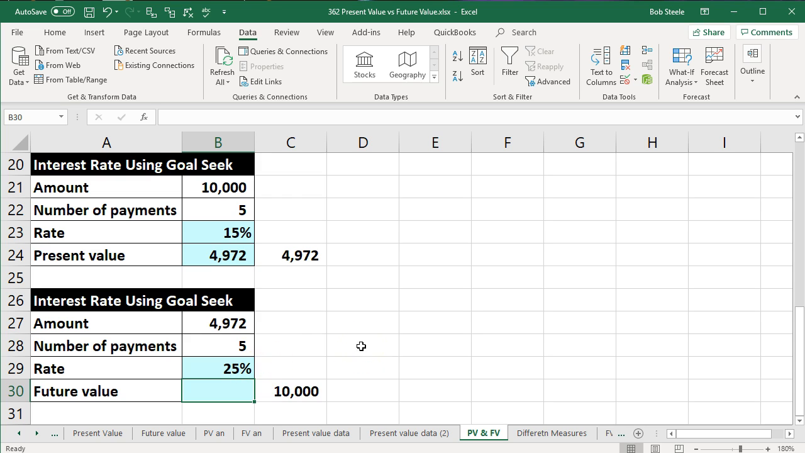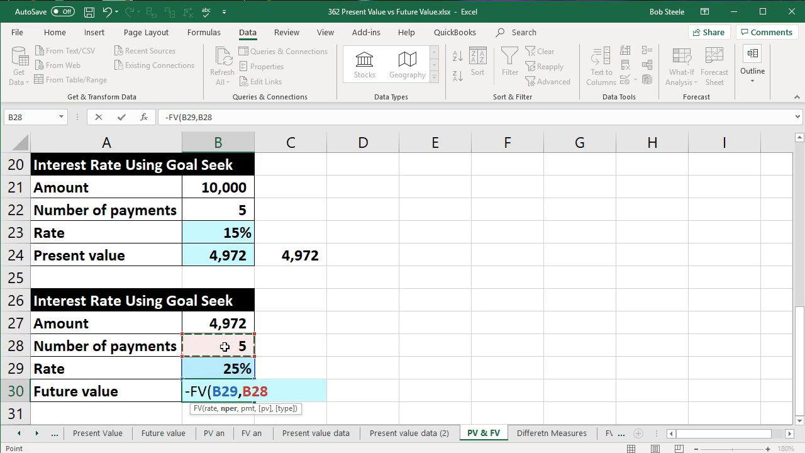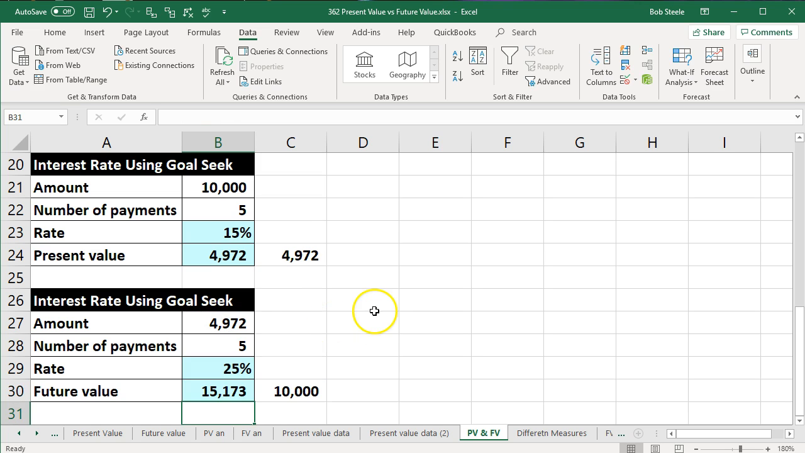So now we'll use the future value formula, same kind of Goalseek analysis. We'll say, all right, negative future value, double click the future value. We want the rate, which we don't know. We just entered a random number, comma, number of periods, 5, comma, and then the payment amount is 0, comma, and the present value is the 4,972, and enter. Now again, we want it to be 10,000. It's not, so we're going to have to change this 25. How about we change it to 24? That's better. How about 20? So we need to go down a lot. Let's let Excel do that.